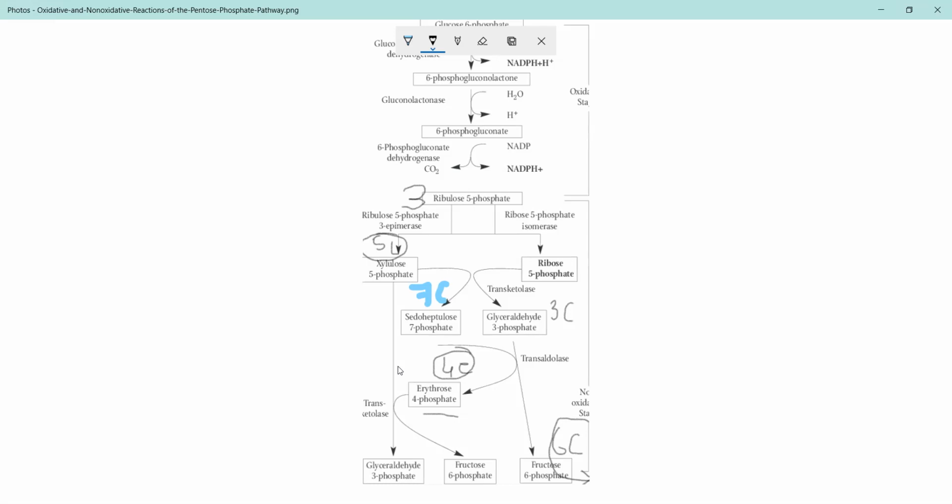That is the total molecules, not the yield. That is the total number of molecules of the HMP shunt pathway.